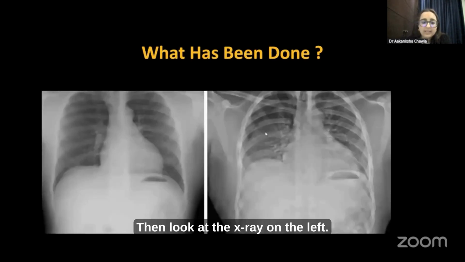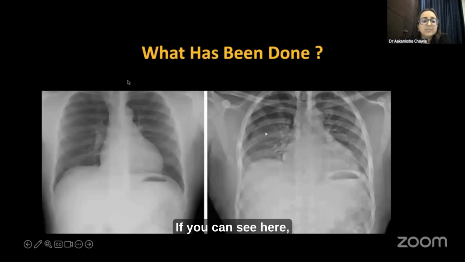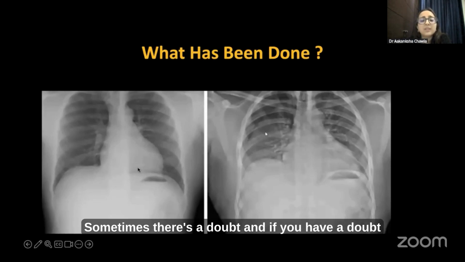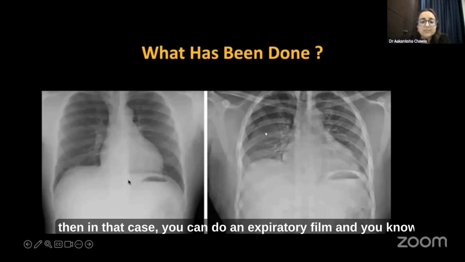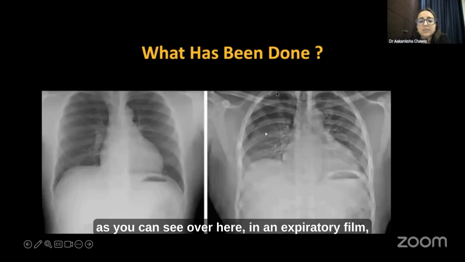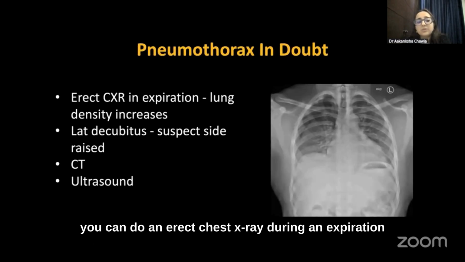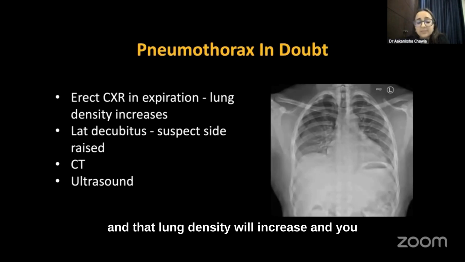Then look at the X-ray on the left. If you can see here, I don't think anybody can appreciate a pneumothorax here. Sometimes there's a doubt. And if you have a doubt like this, then in that case, you can do an expiratory film. And, as you can see over here, in an expiratory film, you can appreciate the pneumothorax. So when there is a doubt, you can do an erect chest X-ray during expiration.